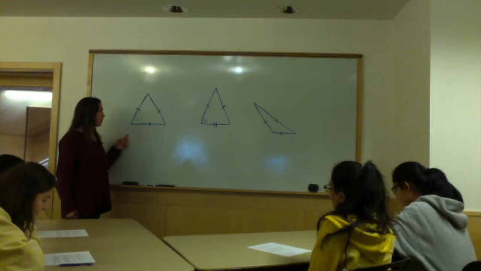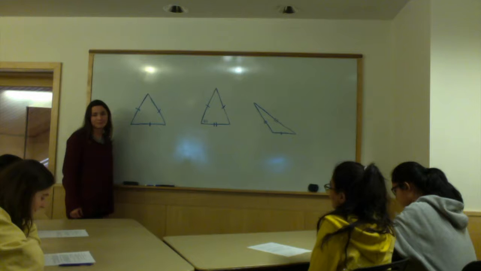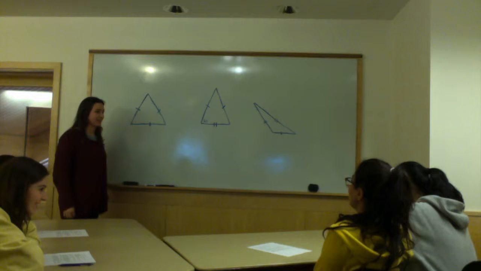When there's four, that's a square. In two sides, you can't have a shape. Anything else? Yes, Altish? All angles add up to 180 degrees. Yes, so each angle out of three, they all have to add up to 180.